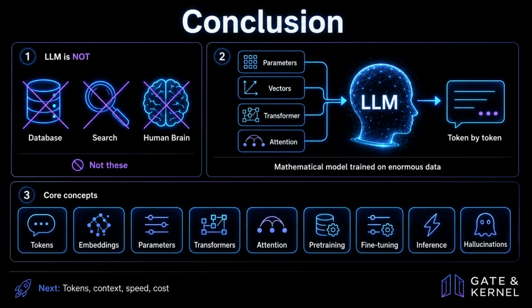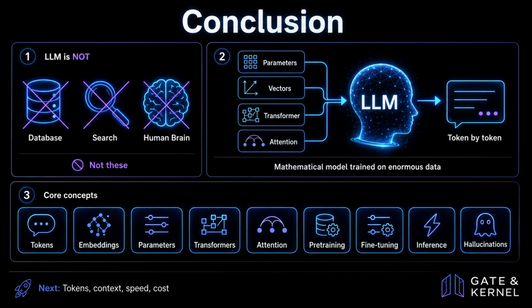Conclusion: a large language model is not a conventional database, a traditional search engine, or a human brain. It is a mathematical model trained on enormous amounts of data. Through parameters, vectors, transformers, and attention mechanisms, an LLM learns complex patterns and relationships between words, concepts, facts, and ideas. It then uses the available context to generate a response one token at a time.